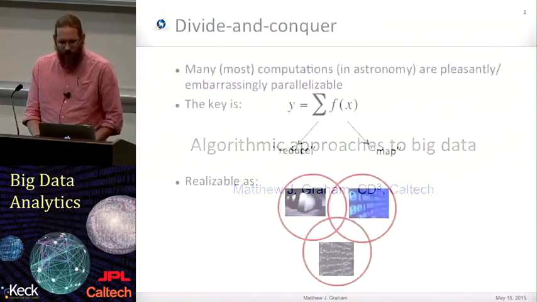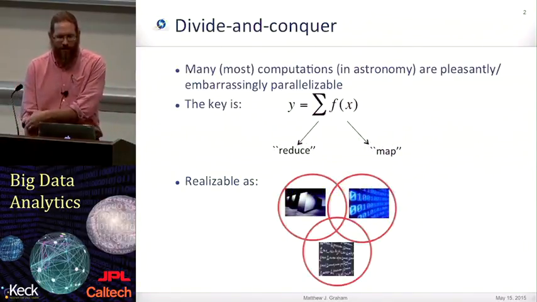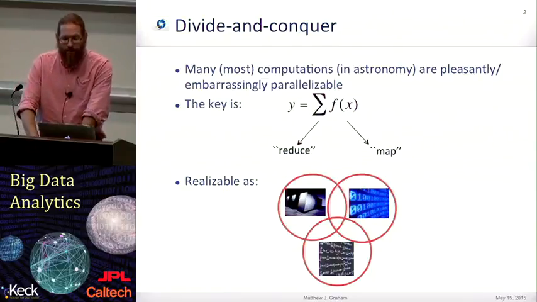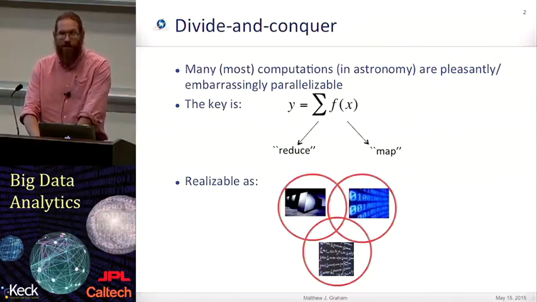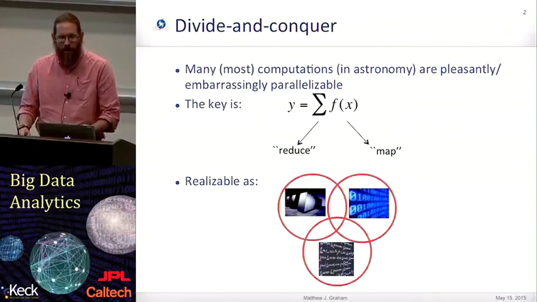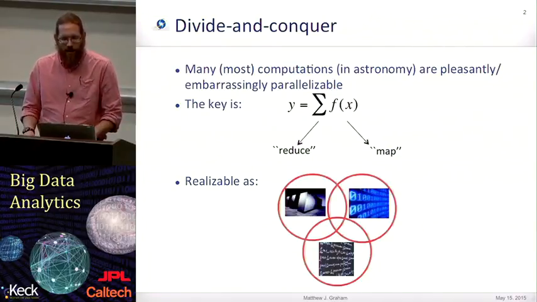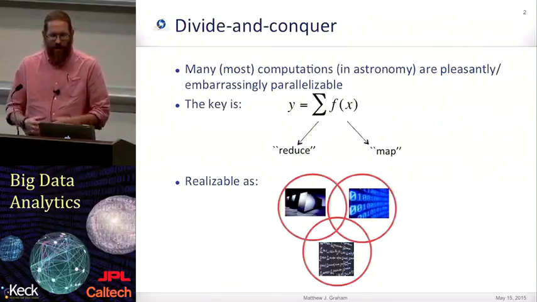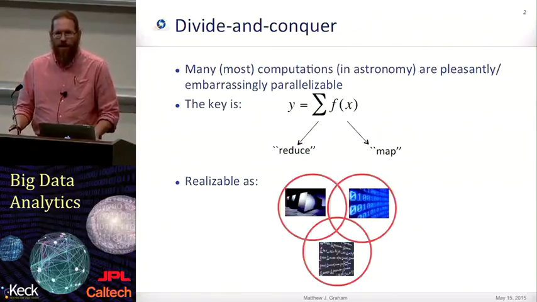So the main idea behind many of these is a sort of divide and conquer type approach. Many computations in sciences which are working with very large data sets, and we'll take astronomy as our example, are either what's known as pleasantly parallelizable or embarrassingly parallelizable. The idea here is that what you want to do to one single pixel or light curve or data item, you want to do to many, and so therefore you can divide the task over as many computational resources as you have available to you.